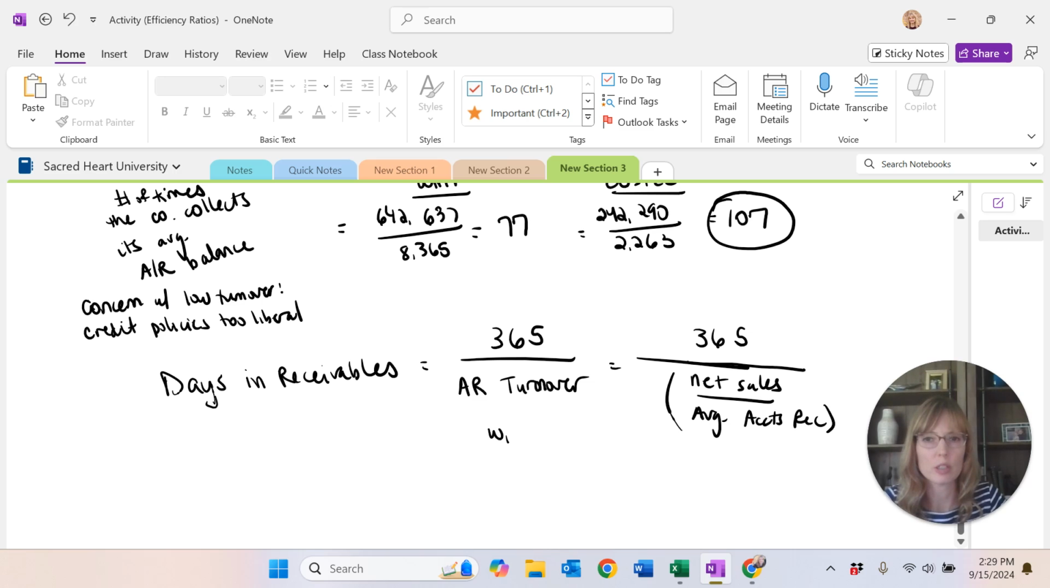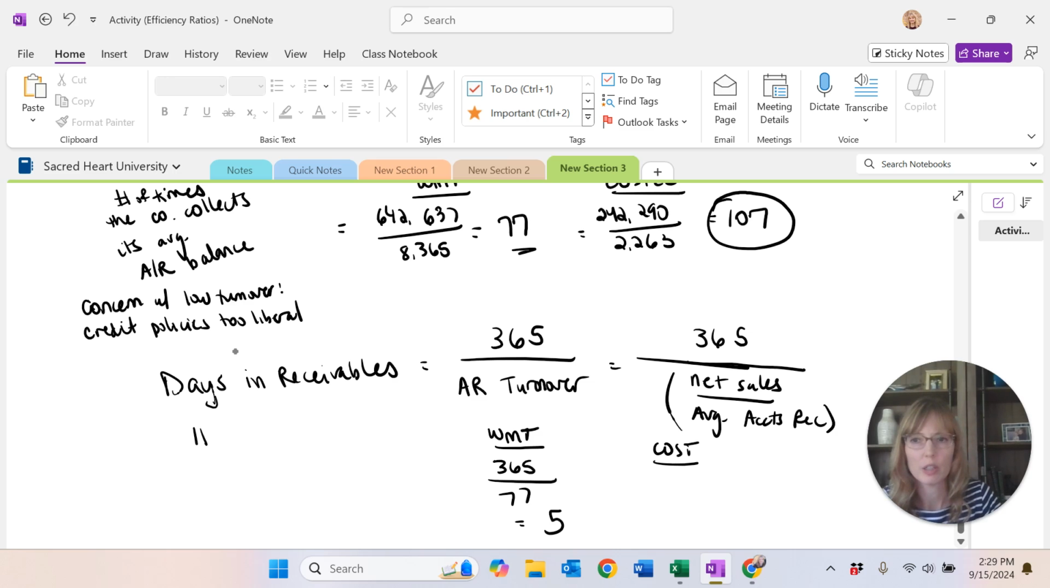Okay, so let's look at what these numbers look like for Walmart and for Costco. For Walmart, 365 divided by this accounts receivable turnover ratio of 77, which equals 5. And what this tells us is the days in receivables, the average number of days until those receivables are collected. Okay, 5 days. That's not much.